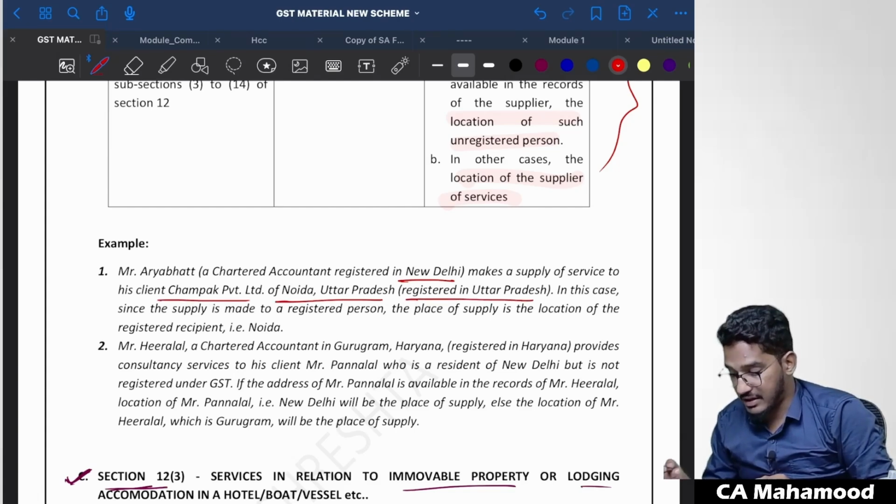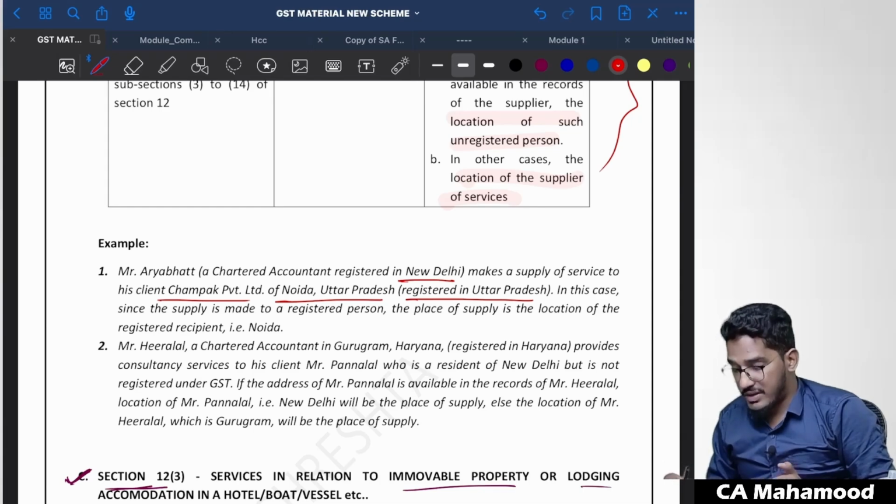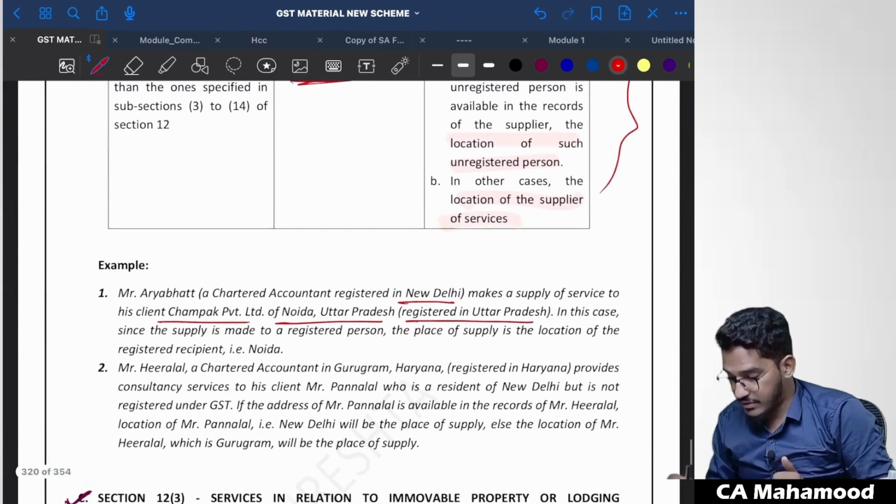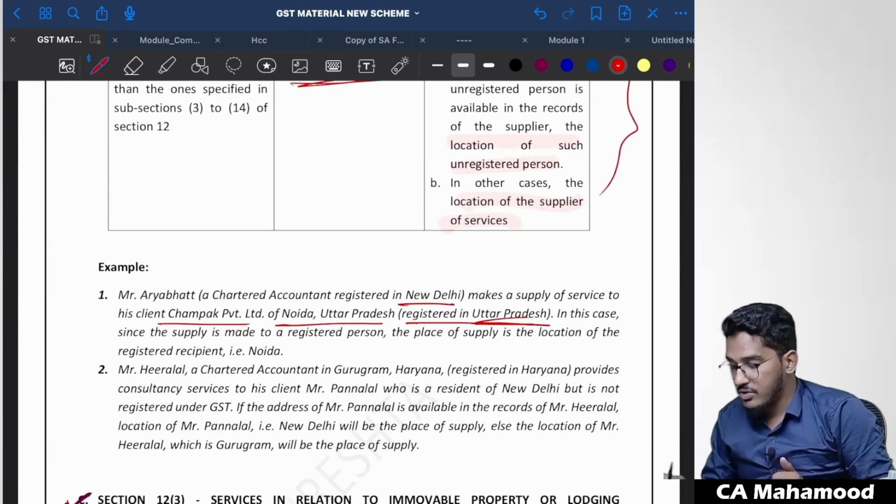So I am providing services of chartered accountancy to a recipient who is registered. If the recipient is registered, it is the location of the recipient. What is the location of the recipient? He is registered in Uttar Pradesh. So the place of supply is going to be Uttar Pradesh.